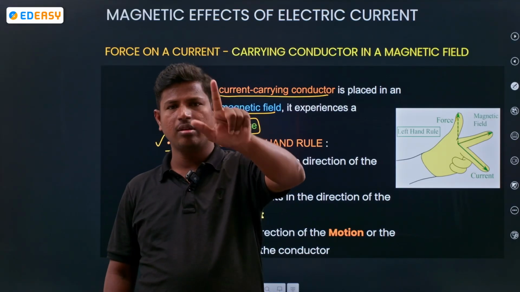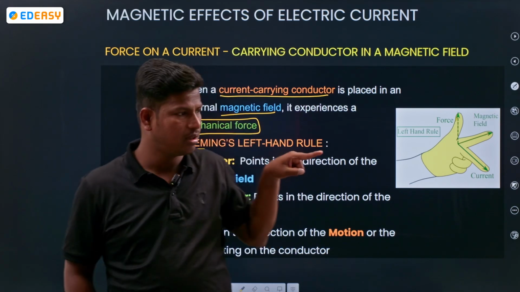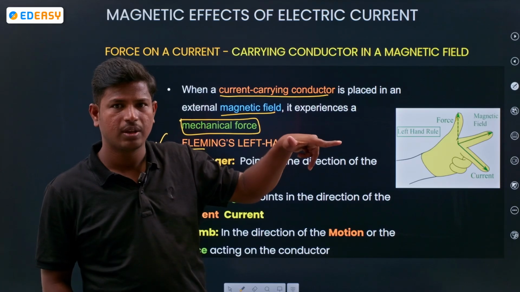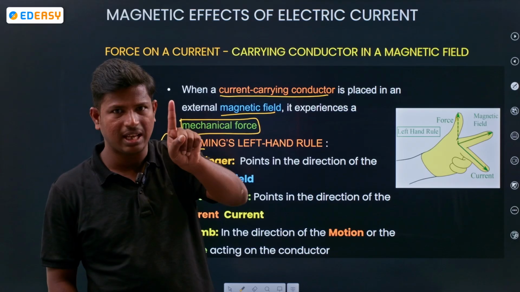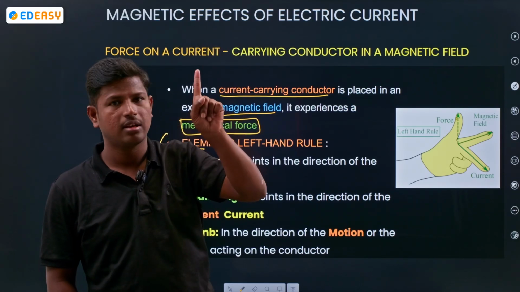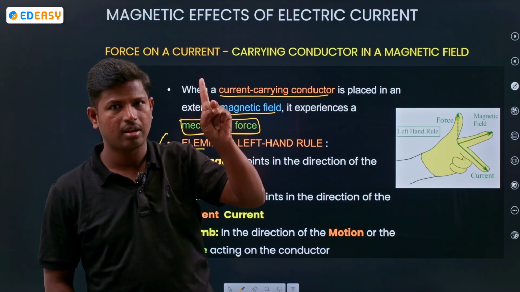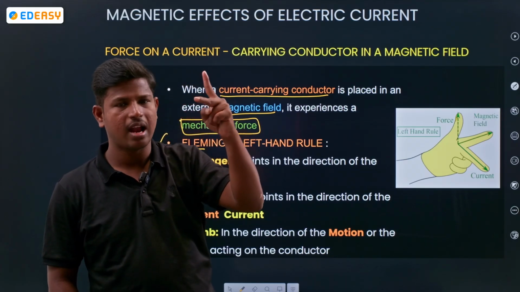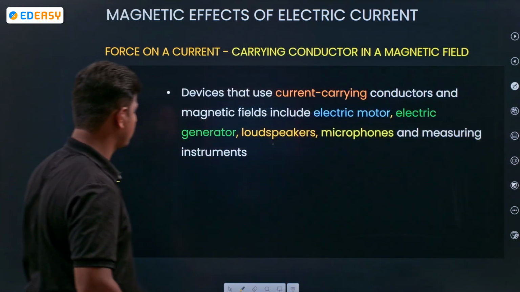Thumb, forefinger, middle finger. Forefinger is the field, thumb is the direction of force. Forefinger, right, is the field direction. If the field is upward, then we have to show it like this. Next, current. Which finger? Middle finger. Forefinger is field, middle finger is current, and thumb is the force. Okay, thumb is the force.